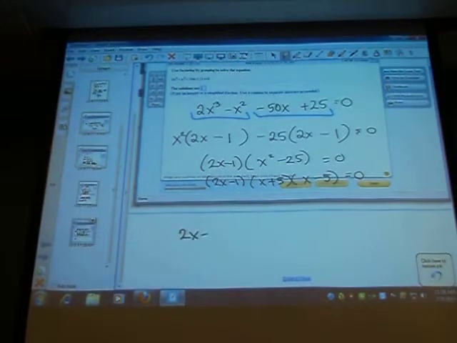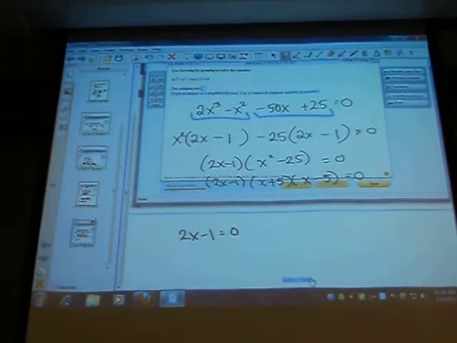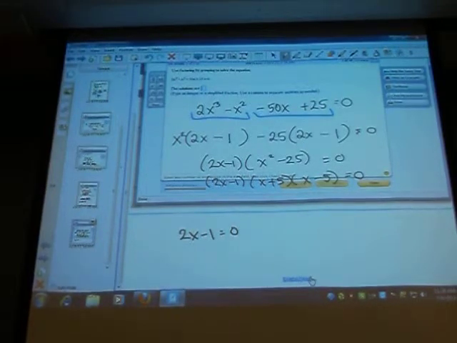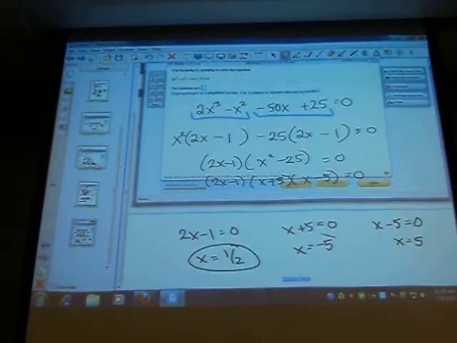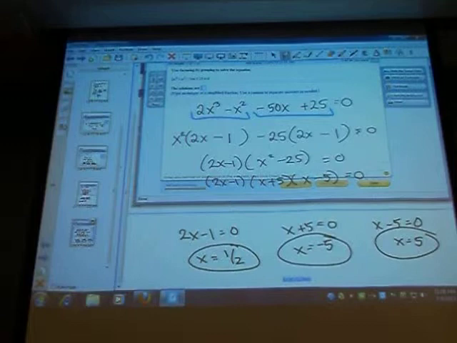So 2x minus 1 equal to 0. To solve that, I need to add 1 and then divide by 2. I'll end up with x equals a half. X plus 5 equals 0 will give me negative 5. X minus 5 equals 0 will give me positive 5. Here are my 3 answers.